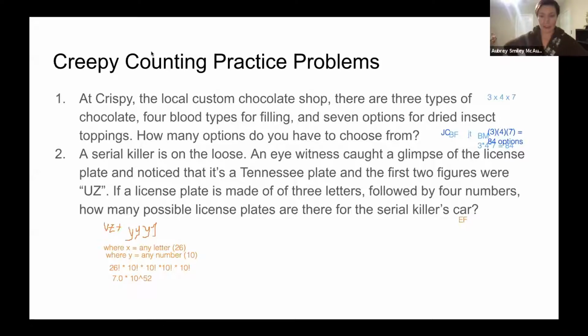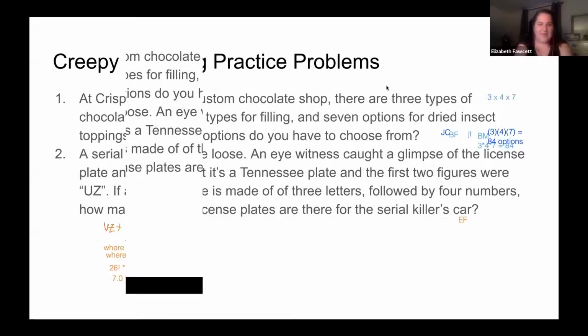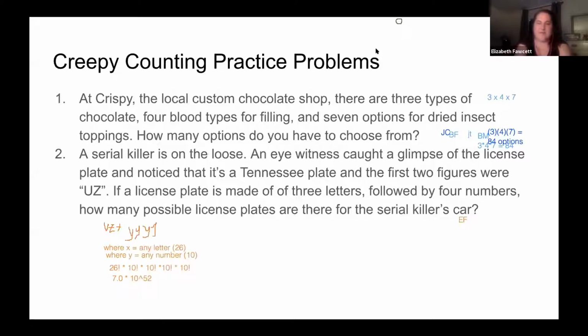All right, Beth, how many license plates do we have to sift through to find our serial killer? A lot. 7 times 10 to the 52nd power number of license plates. And how I got that was, on the license plate, we know the first 2 characters, U and Z, but we don't know the 3rd letter character. And there are 26 options for letter characters. And if you use one, that means you aren't using another one at the same time. So I set it up to be a 26 factorial just to get that one space figured out.